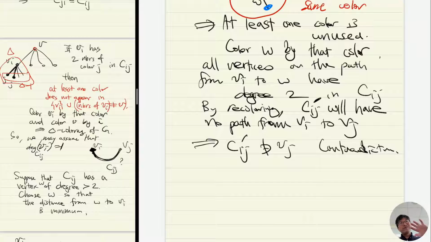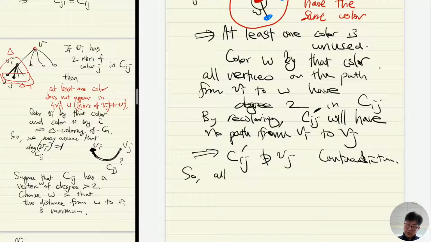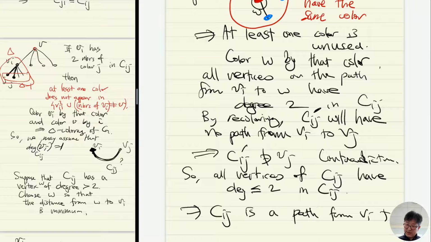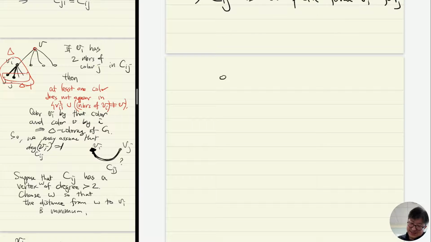What I mean is we can swap the colors i and j and then extend the coloring, right? So Vi will be colored by j, so we color V by i. So that means all vertices of Cij have degree at most 2 in Cij. So that is, Cij is a path from Vi to Vj. Okay, now that's an interesting situation.